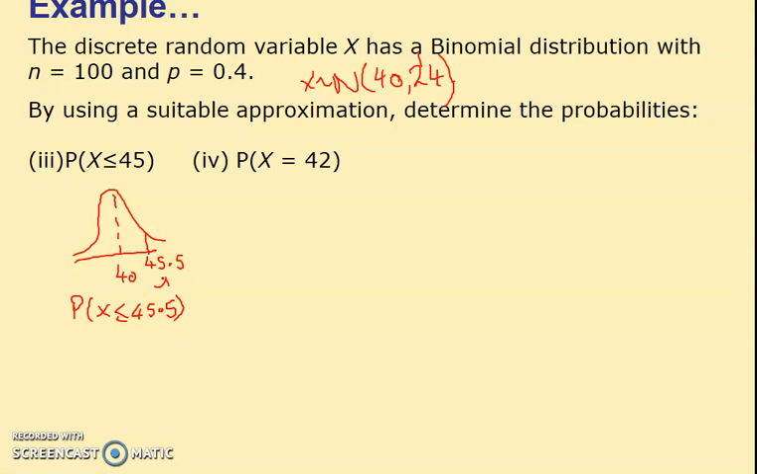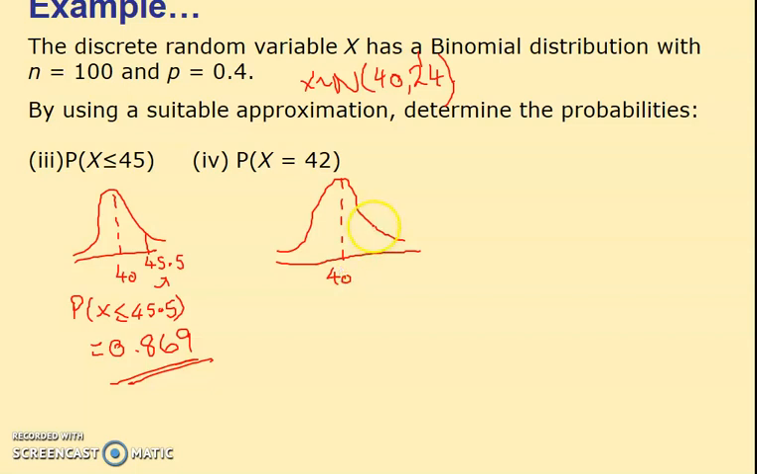Let's do this. So my lower now is negative 999. My upper is 45.5. The other 2 bits I think stay the same. So I get a value here of 0.869. Equals 42. That's an interesting one. So what do I expect to get? I expect to get 40. And I've been asked to calculate the probability of 42, but it's equal to it.